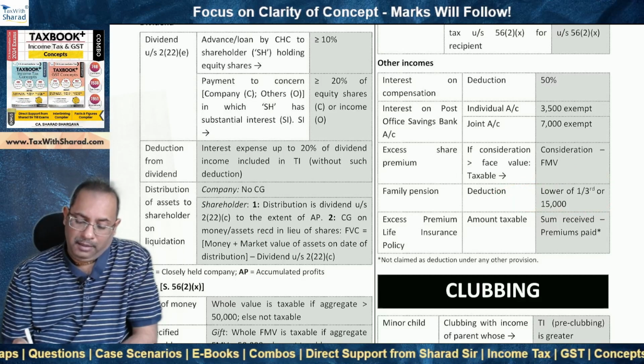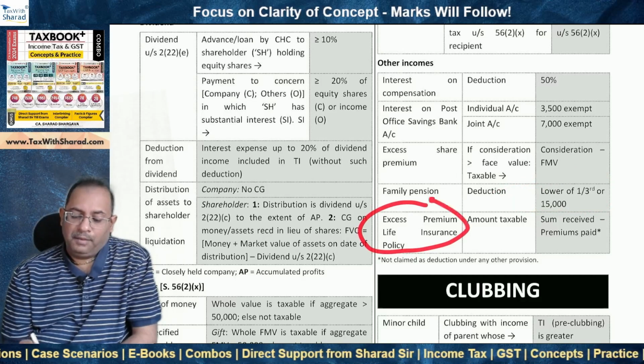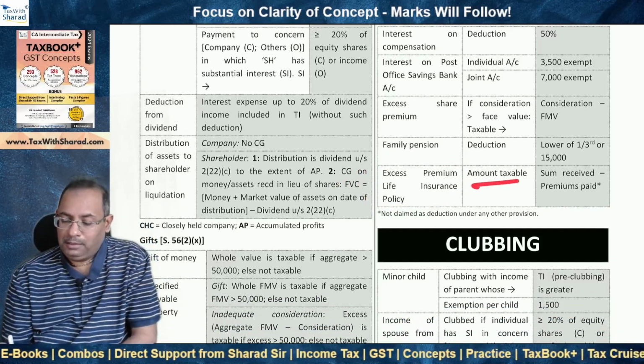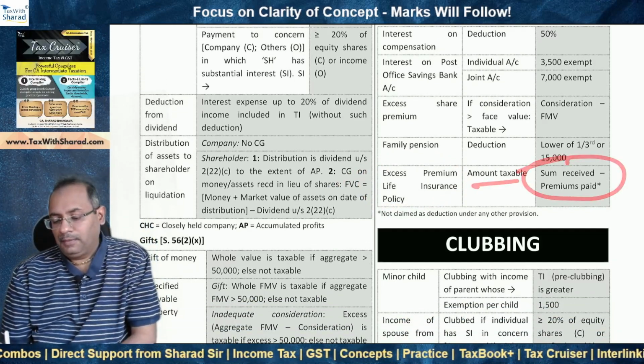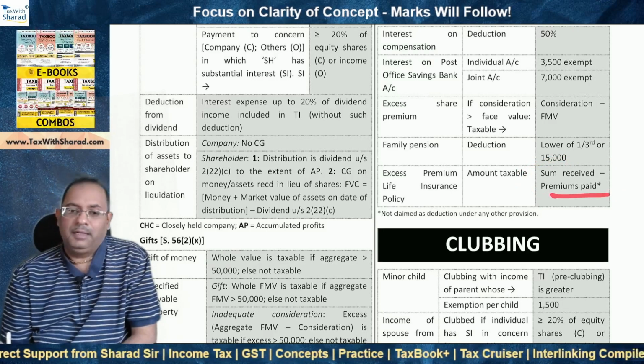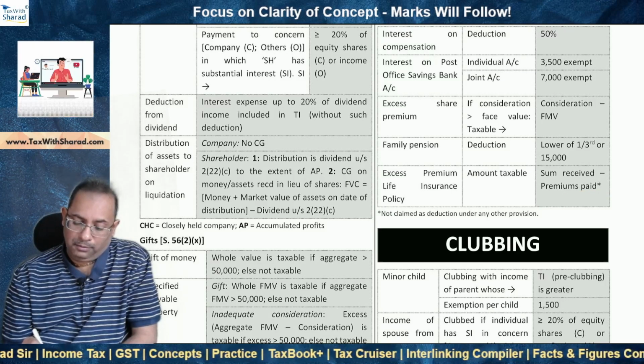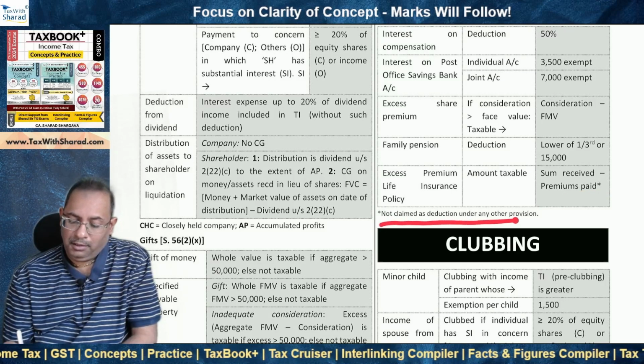Now, excess premium life insurance policy is not exempt under section 10(10D). It is taxable under the head IFOS, and the amount taxable is the sum that is received in respect of such policy minus the premiums that have been paid so far. And the premiums paid do not include any amount claimed as deduction under any other provision, for example 80C.